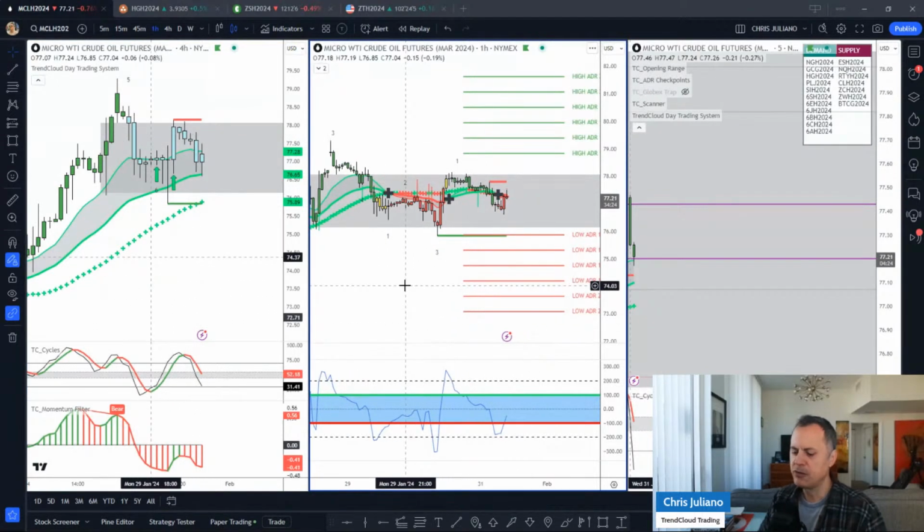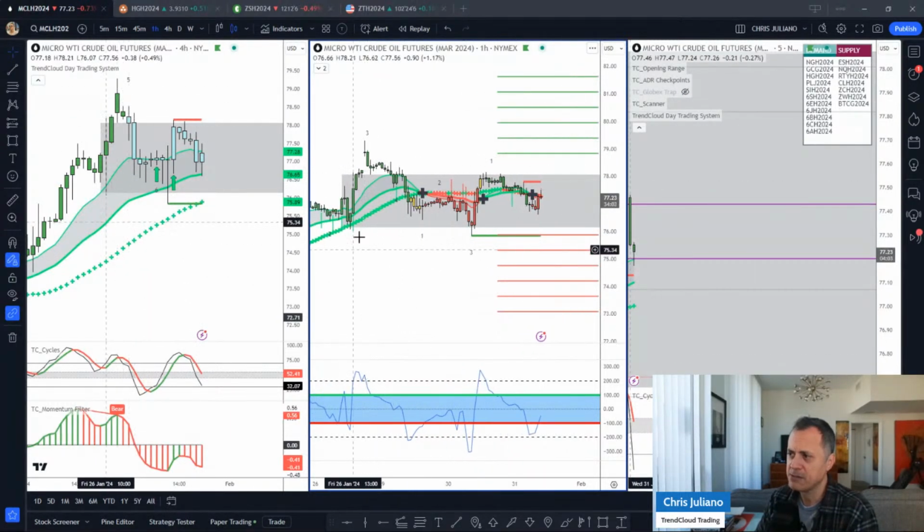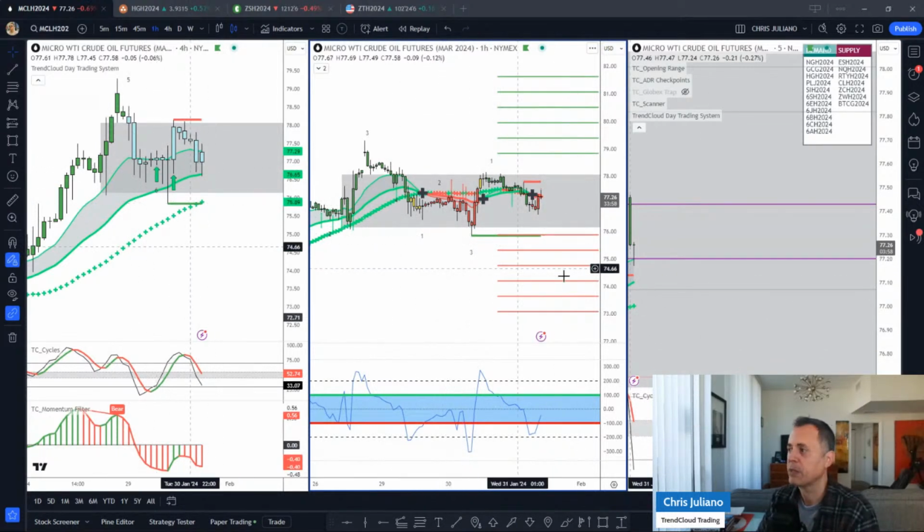All of these observations are very important because you have to know what type of environment you should be using a momentum-based trading system, and when you should simply be taking the supply and demand zones of this consolidation, if that's what you want to do.